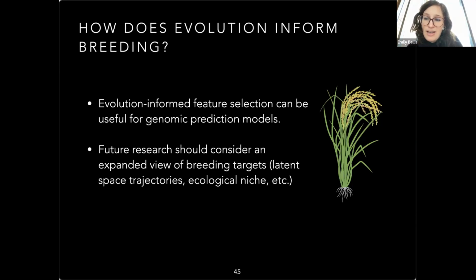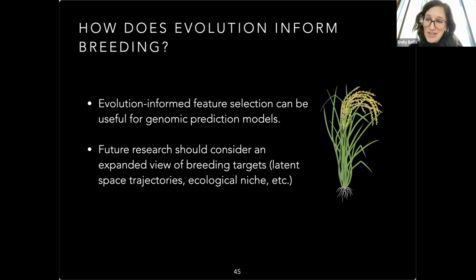So rather than a few traits like, of course, yield is very important, but thinking about traits as a simple, few traits, thinking about really more expanded view in higher dimensions. So breeding for latent space trajectories, for example, breeding for ecological niche, I think it's a really promising area for the community. So I gave some examples for latent space trajectories.